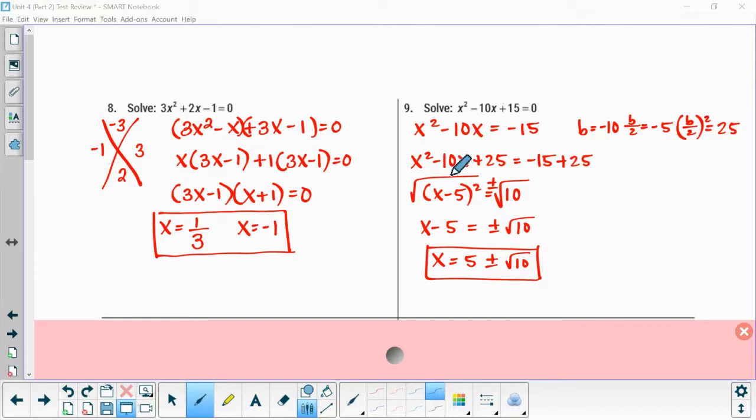With that, I get my factored form is x minus 5 squared is equal to negative 15 plus 25, which is 10. Took the square roots of both sides. Don't forget your plus or minus. I get x minus 5 is equal to plus or minus square root of 10. Square root of 10 is not going to do any simplification, so our final step is to add 5 to both sides. So x should be equal to 5 plus or minus square root of 10.